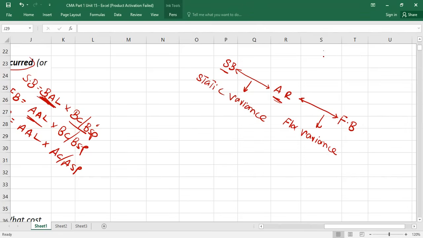I said variance is simply the difference between budgeted values and actual values. But in budgeting, we have two types of budget. We have static budget, we have flexible budget. When you compare static budget with the actual results, you will get static variance. And when you compare flexible budget with the actual results, you will get flexible variance. Okay, so now here we go. Let's practice the example of how to produce static budget, flexible budget, and actual results.